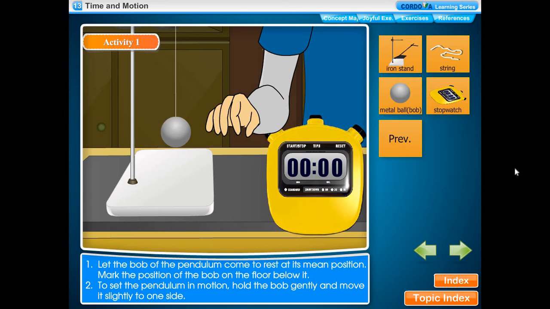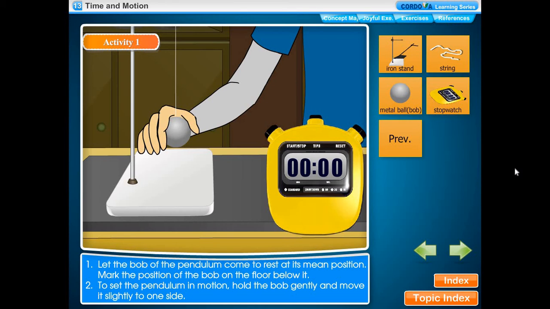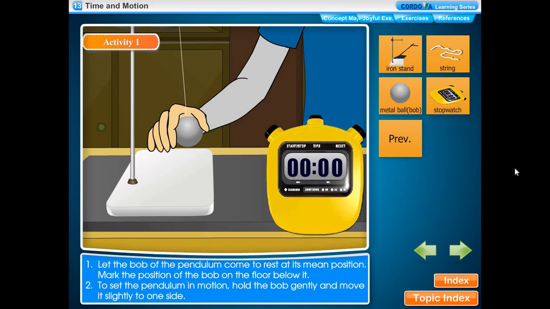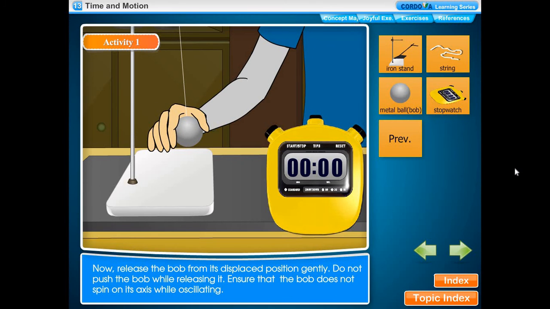To set the pendulum in motion, hold the bob gently and move it slightly to one side. Now, release the bob from its displaced position gently. Do not push the bob while releasing it. Ensure the bob does not spin on its axis while oscillating.